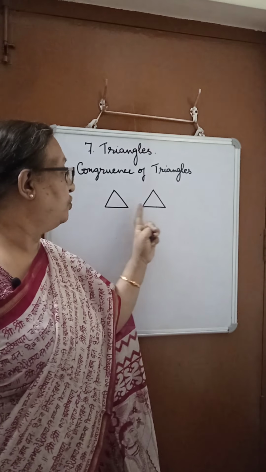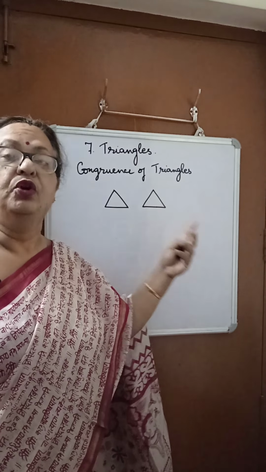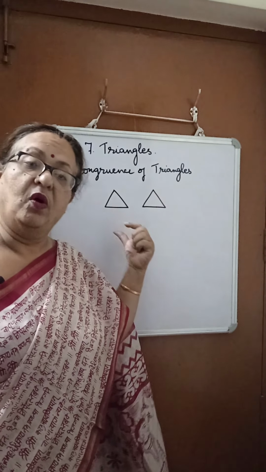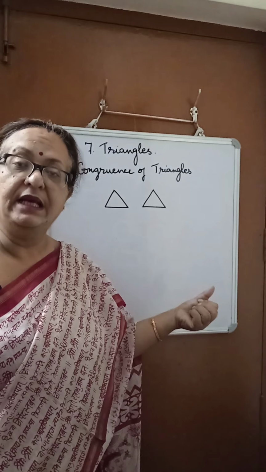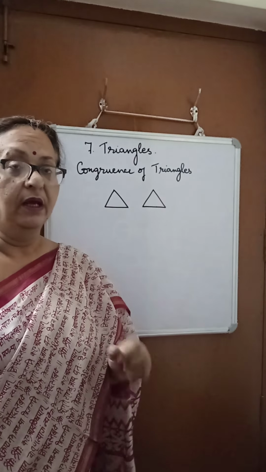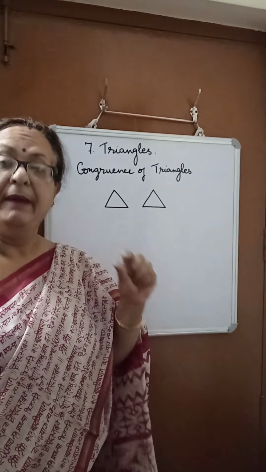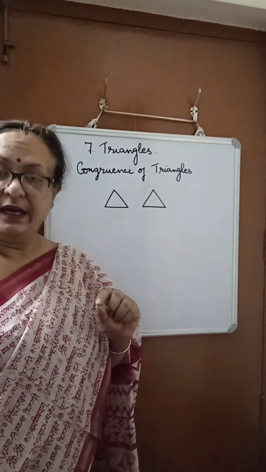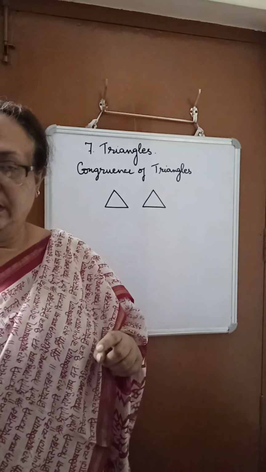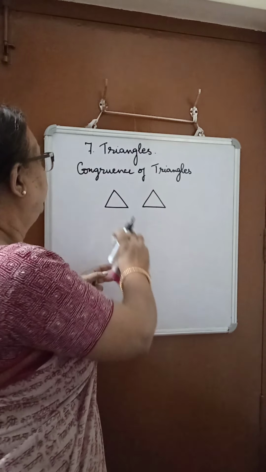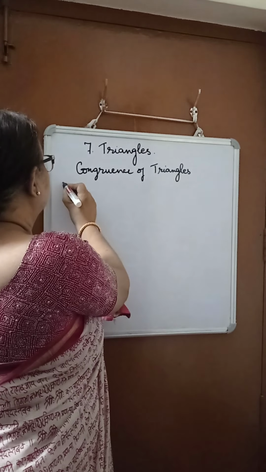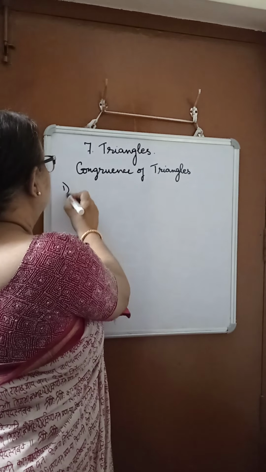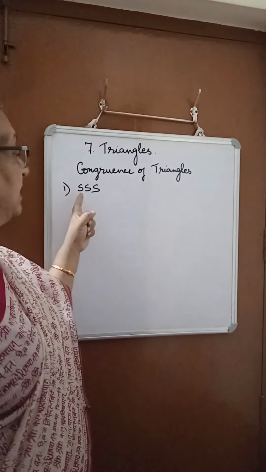Now, for two triangles to be congruent, do we need to see whether all the 3 sides of both the triangles are equal, all the 3 angles of both the triangles are equal? No, we have some minimum requirement. Now, what are they? The first criteria for congruence of triangles is SSS rule. S stands for side.